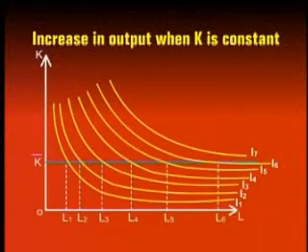Now, in the figure shown, it is assumed that capital is fixed in supply at a level of K bar. Output can only be increased by increasing the amount of the variable factor L. That is, we can only move horizontally from one isoquant to the other. We can't move in the 45-degree direction that we earlier assumed.